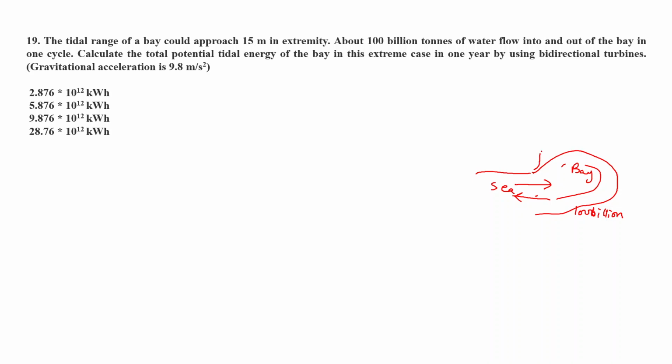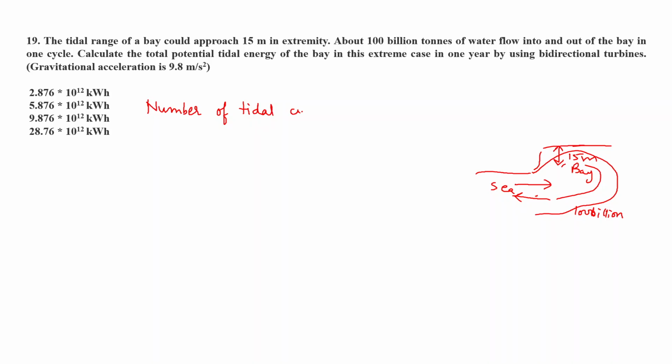And suppose this is the height difference, given as 15 meters on one side. Water flows in and out of the bay on one side. We will calculate the potential tidal energy of the bay in this extreme case in 1 year by using bidirectional turbines. Gravitational acceleration is given as 9.8 meter per second squared. Sorry, I forgot to give all this in the question. This is given in the question.